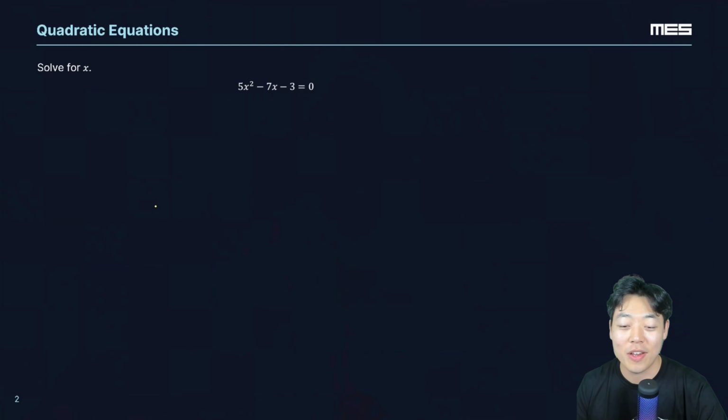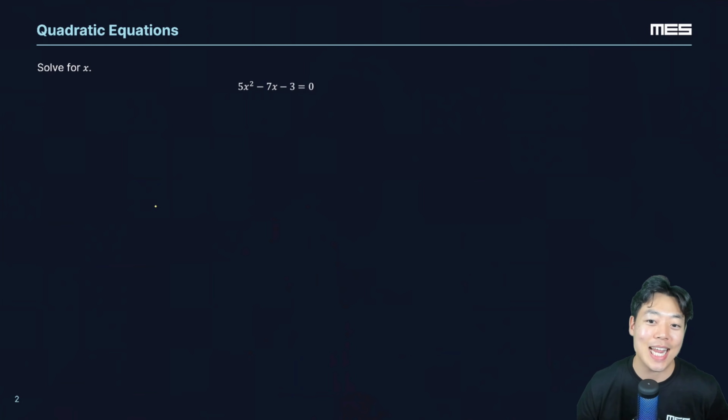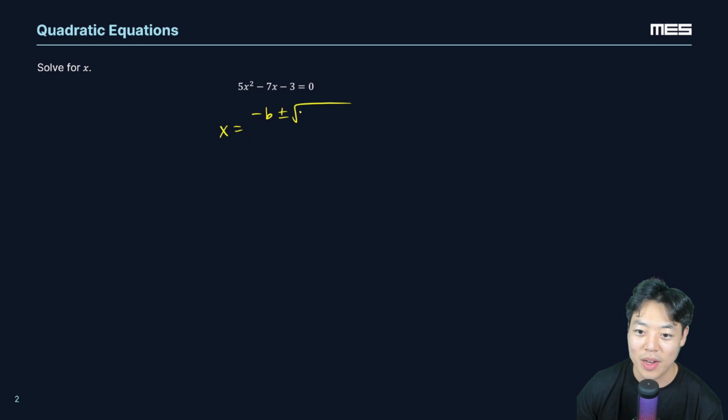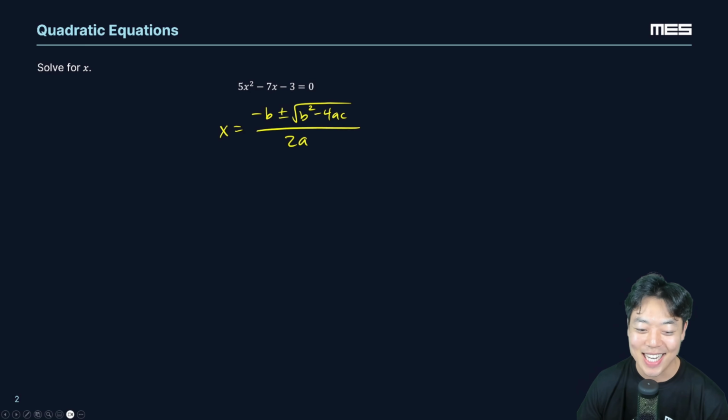Quadratic equations are one of the toughest topics in Algebra 1, especially when we learn about the quadratic formula. In this case, we aren't able to factor nicely with integers, so that's how we know we have to solve using the quadratic formula. And you can remember it with this little song. It goes negative b plus or minus the square root of b squared minus 4ac all over 2a. As silly as it may seem, it does help a lot of students remember this.